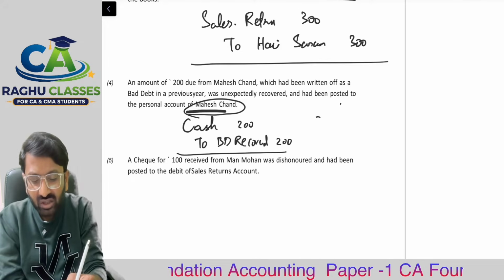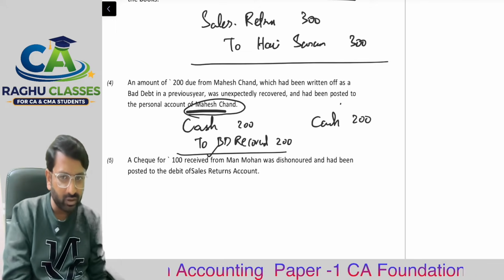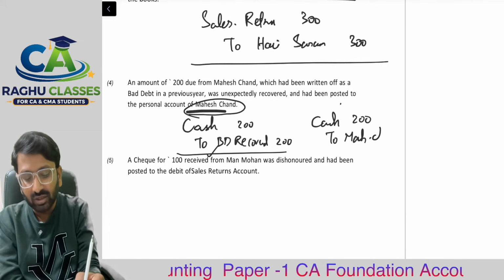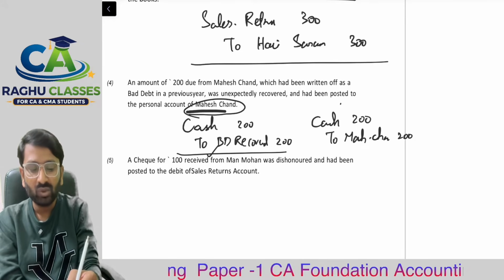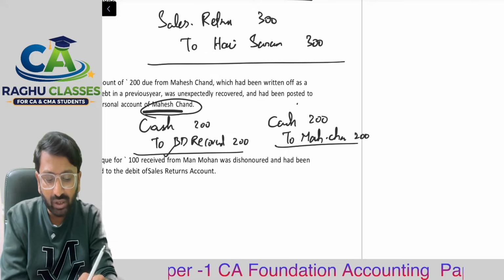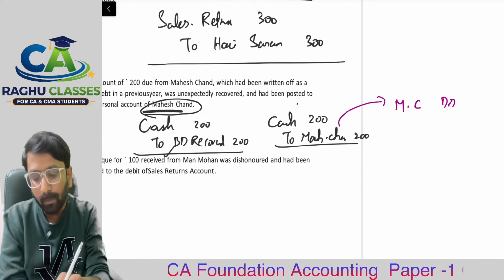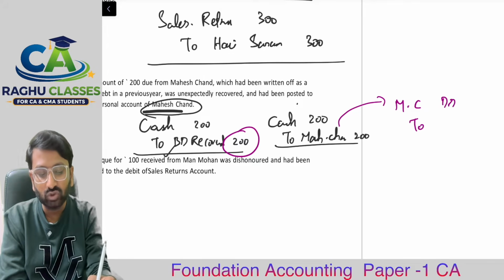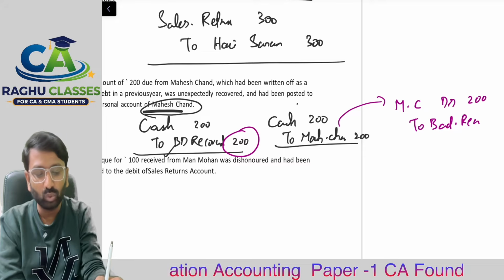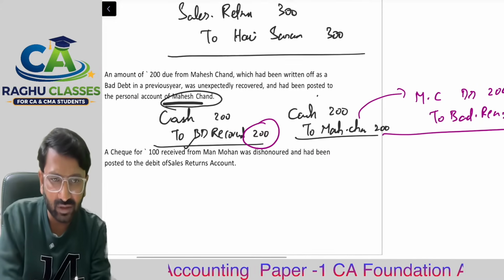So in recording, there is no problem. In cash account they have recorded, but instead of posting to bad debt recovered account, it was posted to whose account? Mahesh Chand account 200. Can we say that now rectification will be: this Mahesh Chand account I need to cancel. So debit Mahesh Chand, to bad debt recovered has to be credited now. So Mahesh Chand account debit to bad debt recovered 200. Okay, this is how I'm going to rectify this.